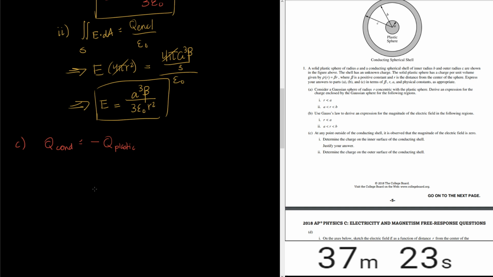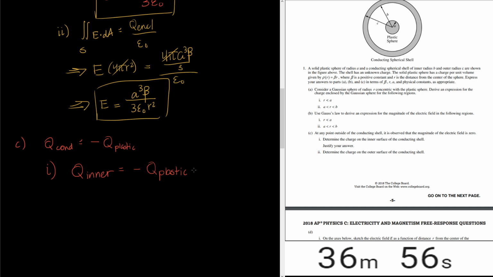Alright, we're still pretty good on time. So determine the charge on the inner surface of the conducting shell. Remember that inside of a conductor, the electric field is 0. So the inner surface must completely cancel out the charge in the plastic sphere. So the charge on the inner surface is going to be equal to negative the charge on the plastic.